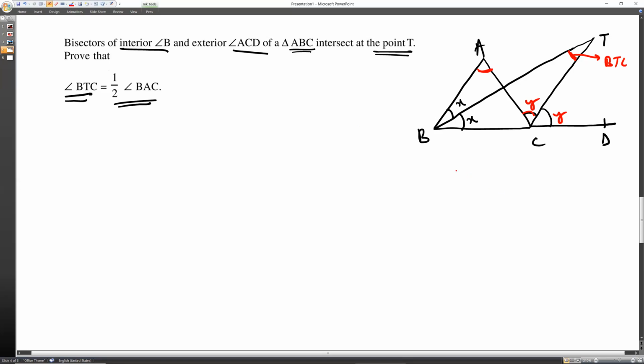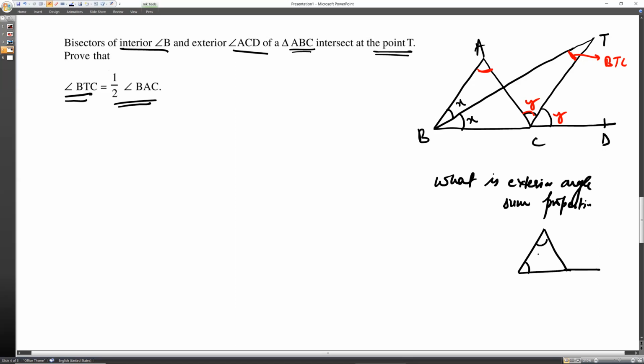What is the exterior angle sum property? The sum of opposite interior angles is equal to the exterior angle. So if this is angle 1 and this is angle 2, let's for example take the exterior angle as A. So A will be equal to angle 1 plus angle 2. Got it?